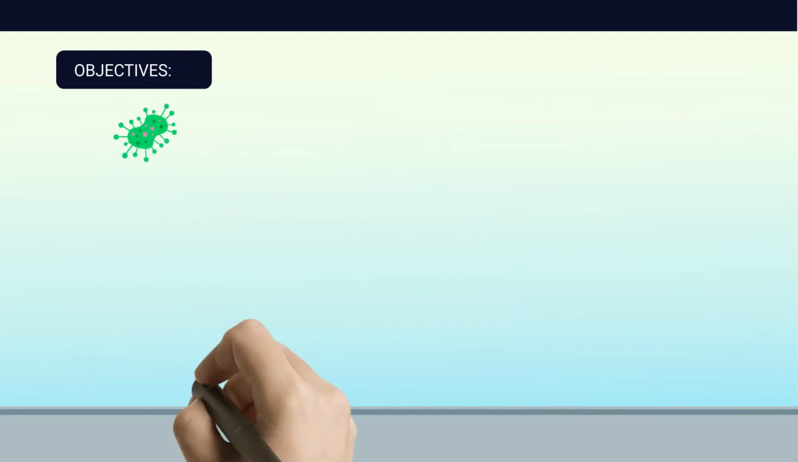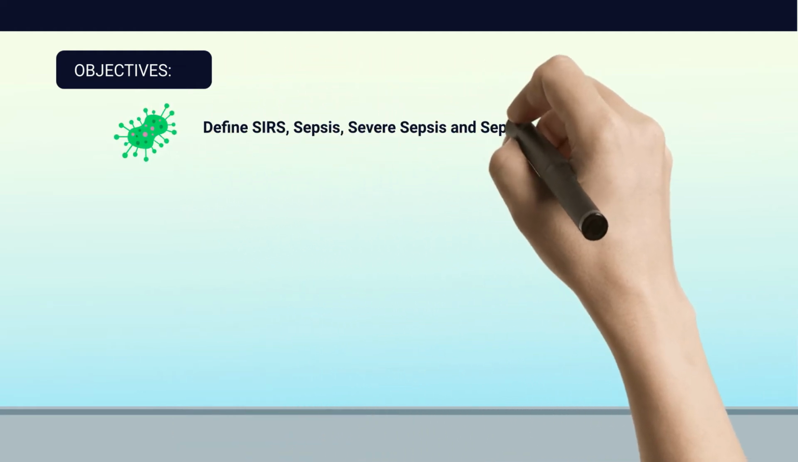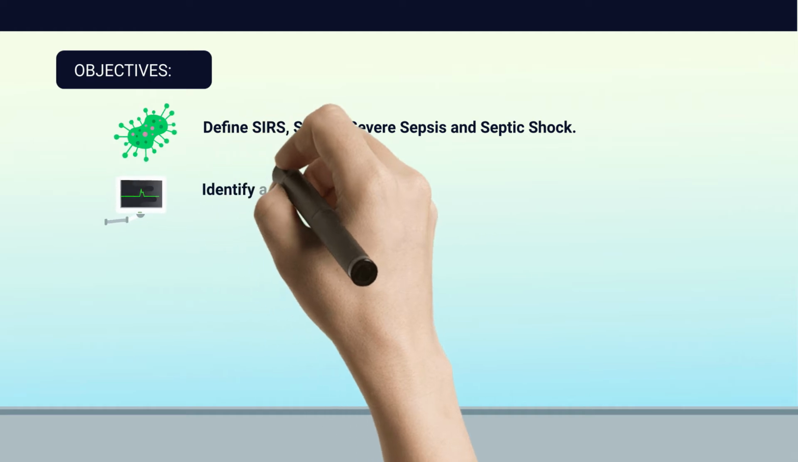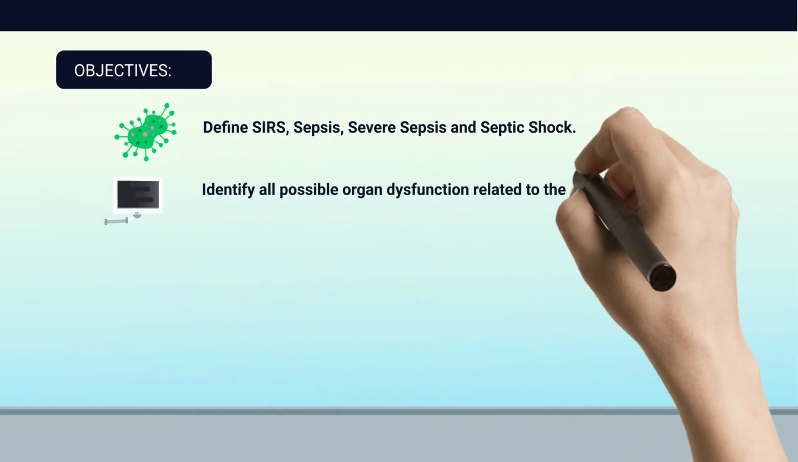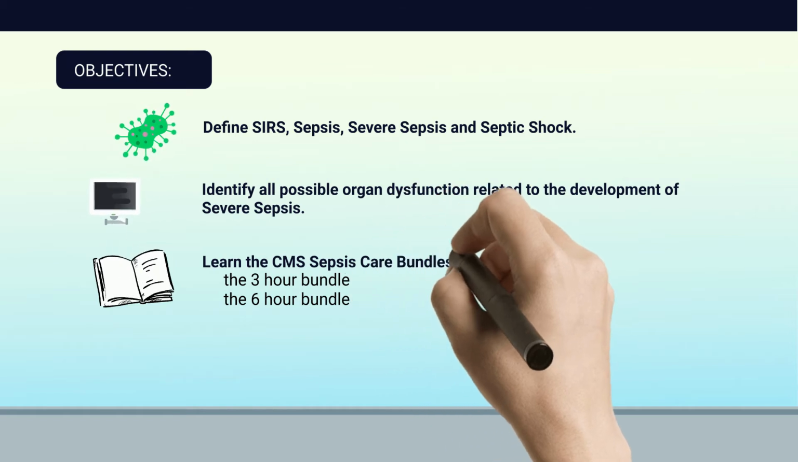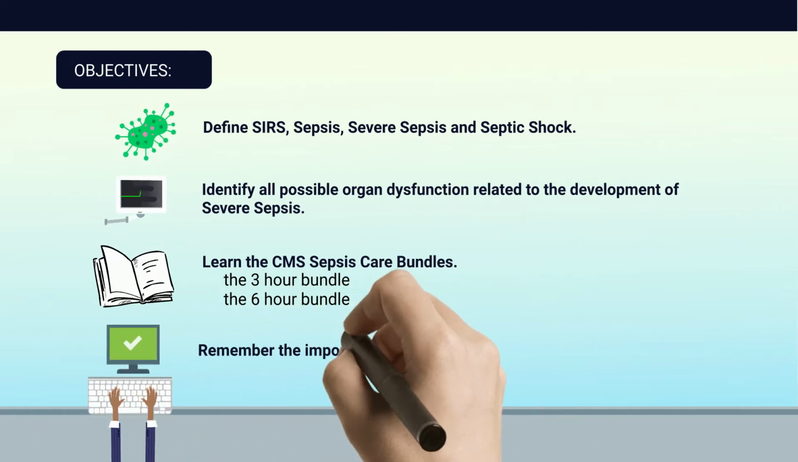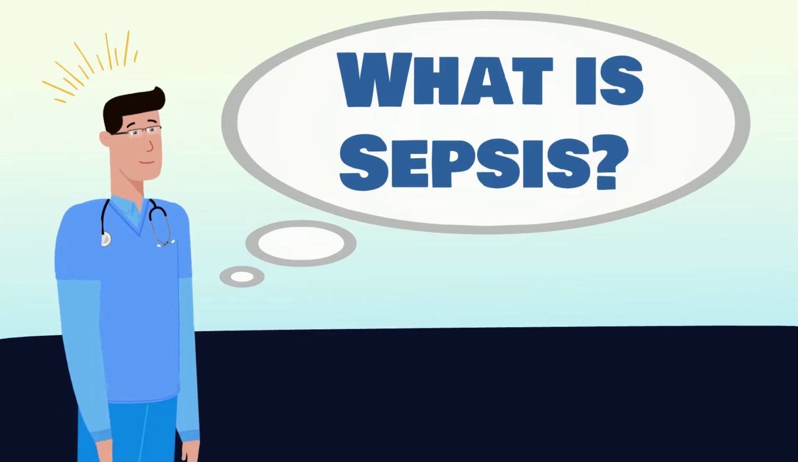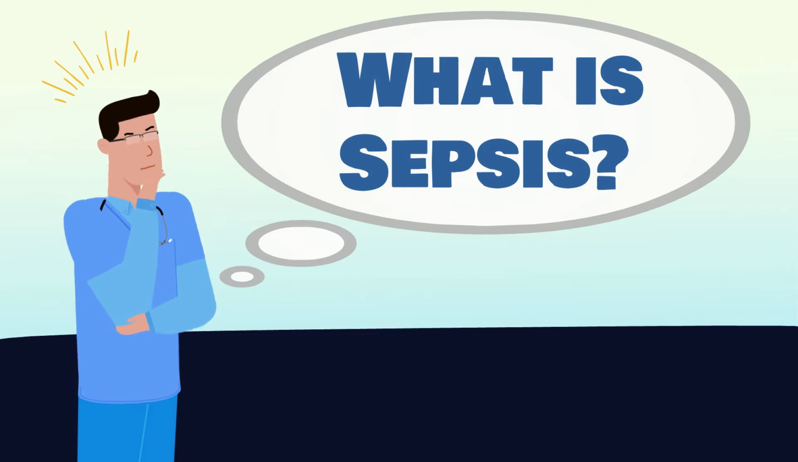In today's objectives, the learner should be able to define SIRS, sepsis, severe sepsis, and septic shock, identify all possible organ dysfunction related to the development of severe sepsis, learn the CMS sepsis care bundles, and remember the important documentation requirements. So let's begin. What is sepsis?